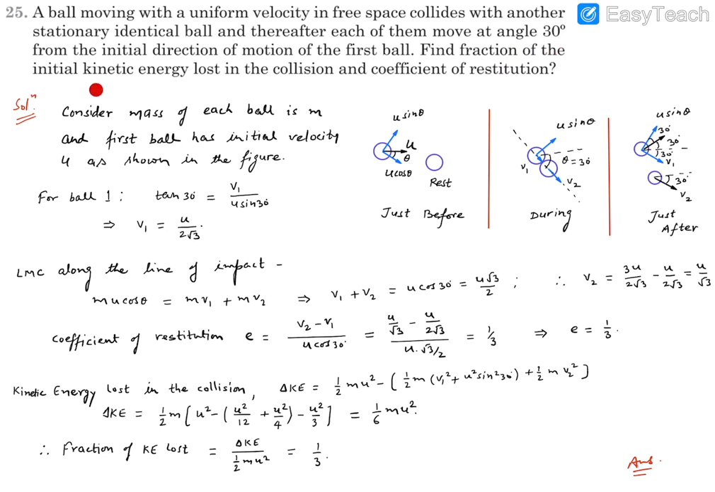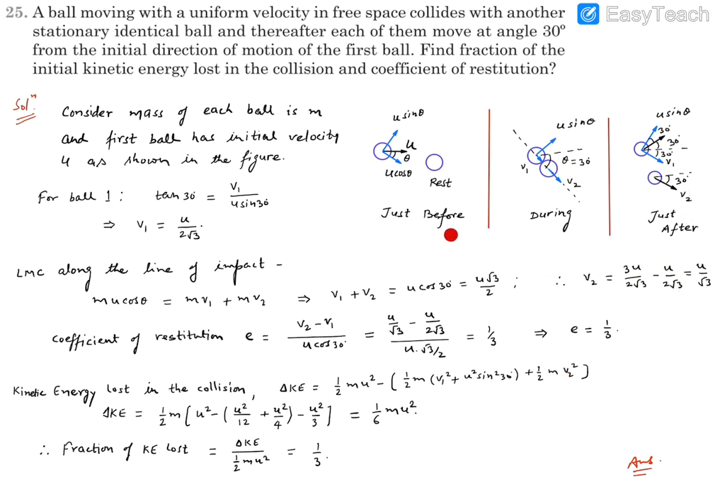There's another part, the fraction of initial kinetic energy lost in the collision. So the kinetic energy lost in the collision is going to be delta KE. We are first calculating the loss in kinetic energy, delta KE. That is going to be initial minus final, because there's a loss, so initially it should be larger and finally smaller. Initial is going to be half m u square. In the final case, we will write minus the kinetic energy of the first ball, half m (v1 square plus u square sin square theta), and then the kinetic energy of the second, half m v2 square. As simple as anything.